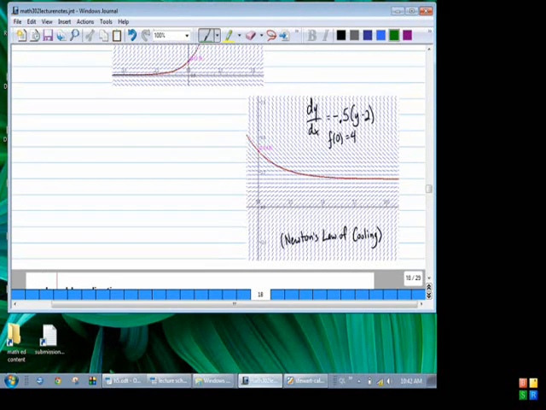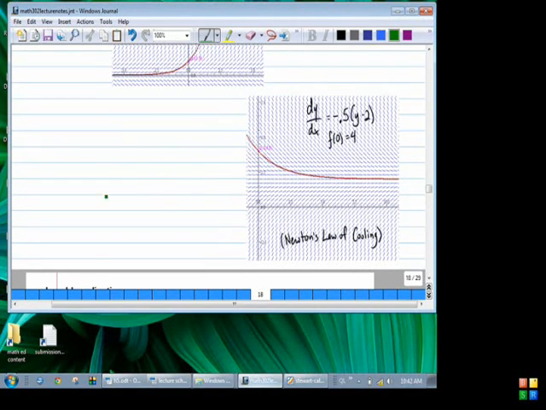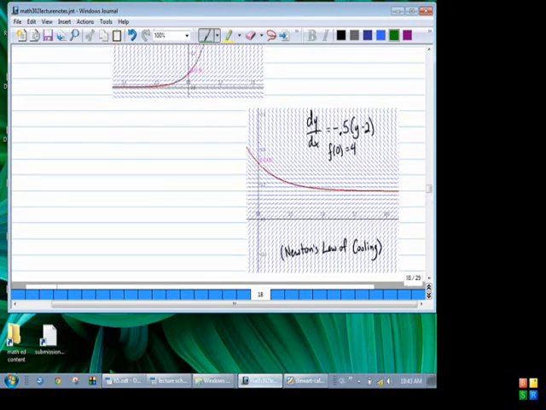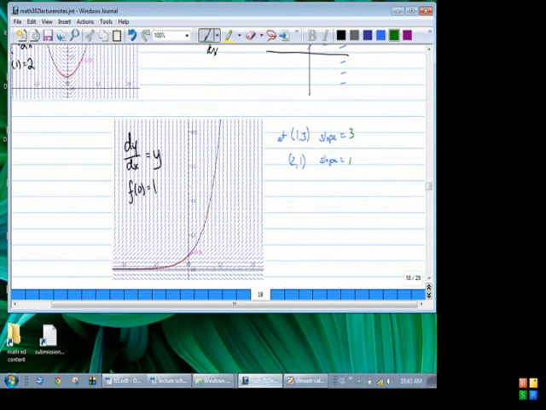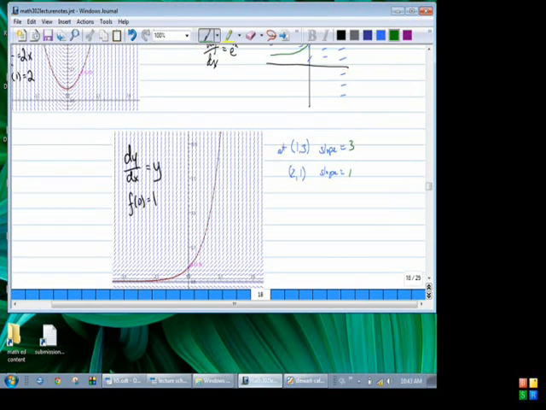Okay, so we'll come back to that. All right, so any questions? Any questions about the basic idea of slope fields? Everybody understand what a slope field is? No? Okay, so what is confusing you?